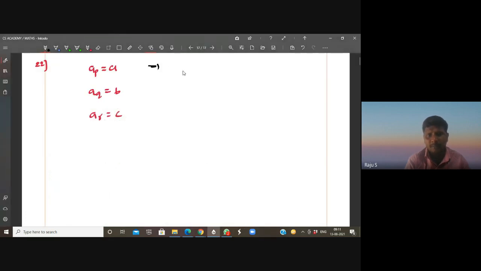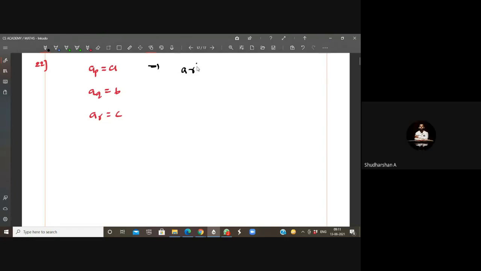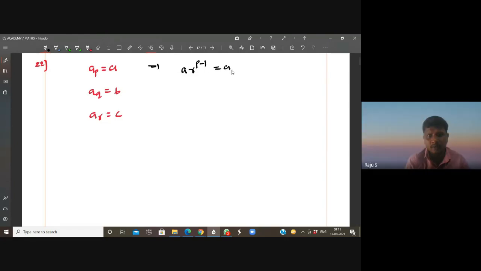So what is AP? A R to the power p minus 1 is equal to a, if I take the first term as A1, otherwise you can take A alone. A R to the power q minus 1 is equal to b. A R to the power r minus 1 is equal to c.